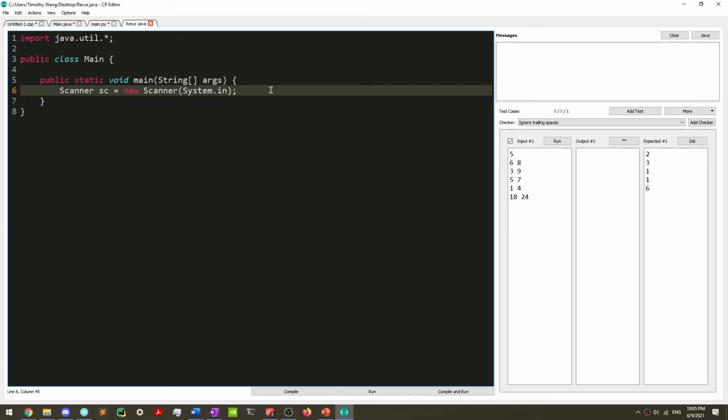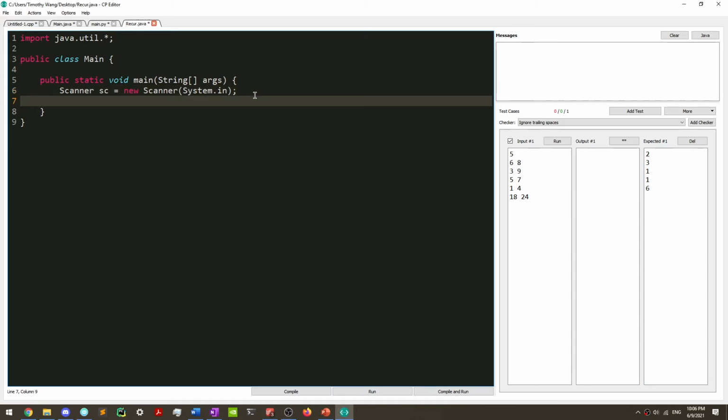Okay, so now I'm in my IDE, and I'm going to show you guys how to code this up. So before that, we're going to see that in my sample input, I have an integer n as my first line of input, and this is going to be the number of test cases that I have. And for each test case, I want to find the GCD between the two numbers. So I want to find the GCD between 6 and 8, 3 and 9, 5 and 7, 1 and 4, and then 18 and 24. And I should expect 2, 3, 1, 1, and then 6 as my output.